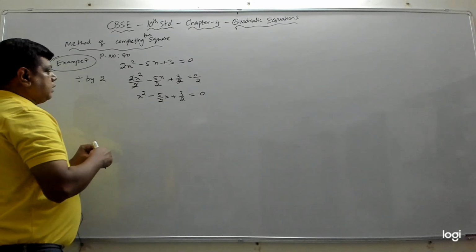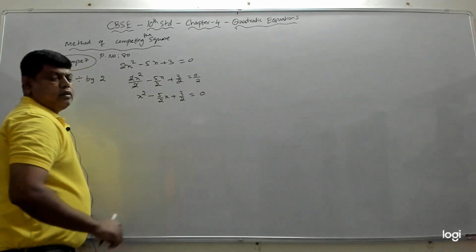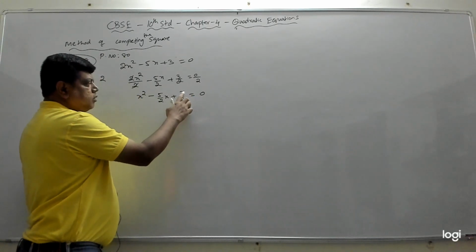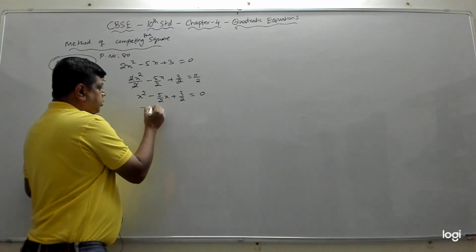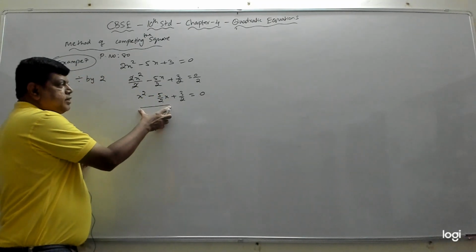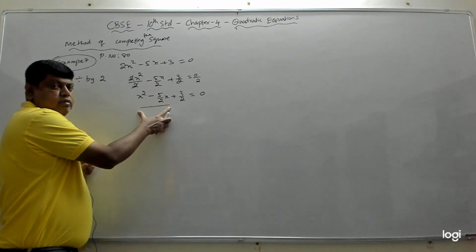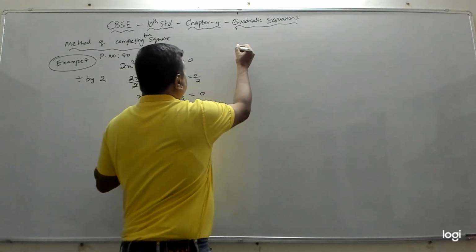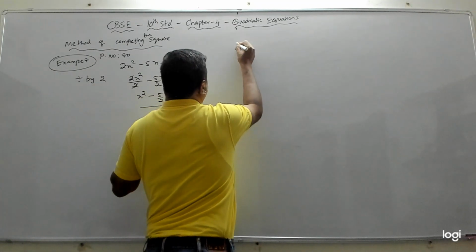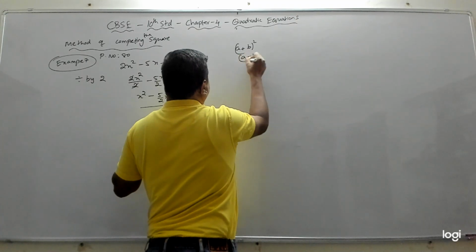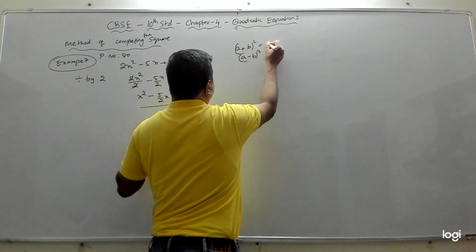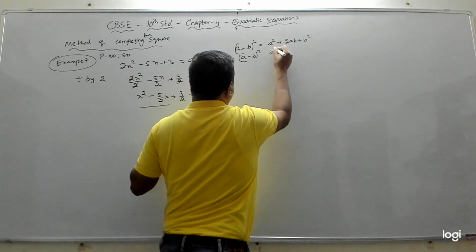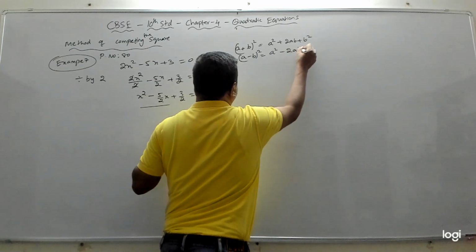Now we have this equation. In this equation, forget about the constant term which does not have x, and take these two terms. We have to write this in the form of a plus b the whole square or a minus b the whole square. What is a plus b the whole square? That is a square plus 2ab plus b square. A minus b the whole square is a square minus 2ab plus b square.